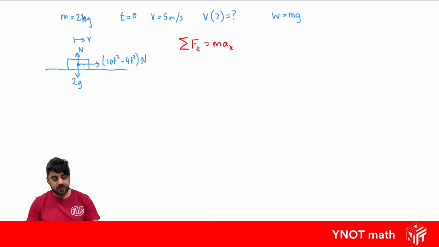We always take the direction of movement as our positive direction. So if the object's moving this way, anything going this way will have a positive value. So the force of 10t squared minus 4t cubed will be positive. It will equal mass times acceleration in the x direction. Its mass is 2, and we'll write our acceleration as a. Now let's make a the subject. Dividing everything by 2, we get a equals 5t squared minus 2t cubed.